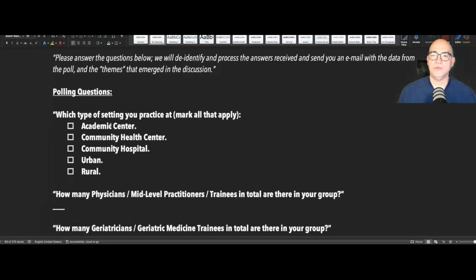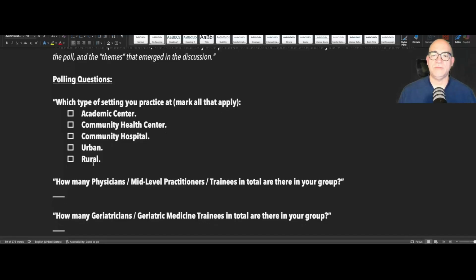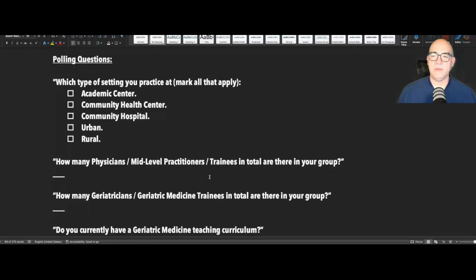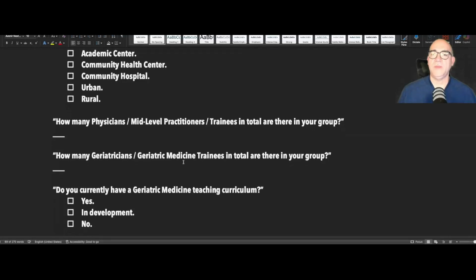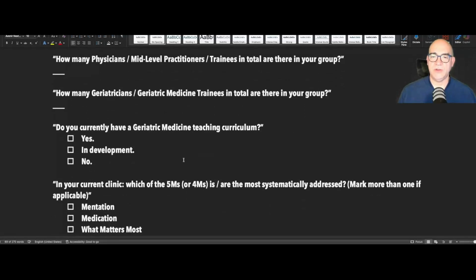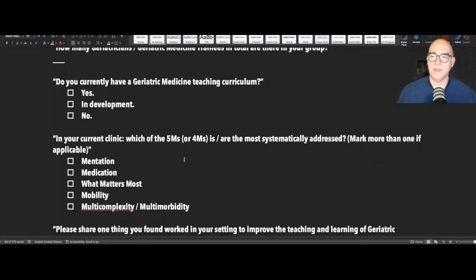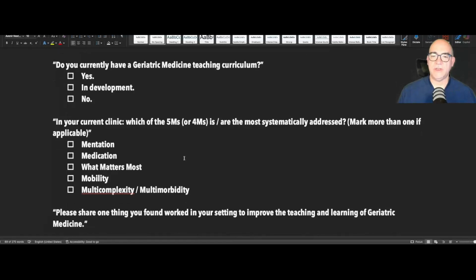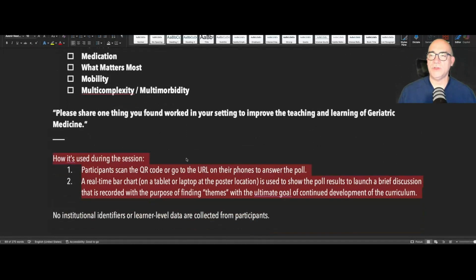The polling questions: which type of setting do you practice at, either an academic center, community health center, community hospital, urban or rural? How many physicians, mid-level practitioners, and trainees in total are there in your group? How many geriatricians? And do you currently have a geriatric medicine teaching curriculum? And then in your current clinic, which one of the 5Ms is the most systematically addressed? And please share one thing you found works in your setting to improve the teaching and learning of geriatric medicine.